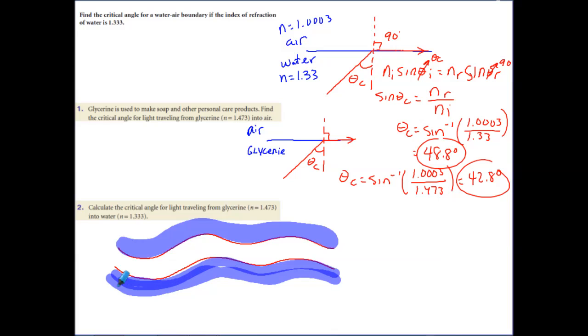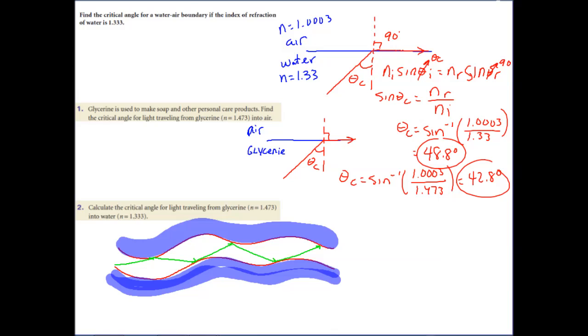Okay, so since I have glycerin on the inside and water on the outside, this is going to act like a perfect mirror as long as we can keep the angle of incidence above the critical angle. So it strikes here, strikes here, strikes here, and so forth. And we can use the total internal reflection to snake that light all the way through this. No matter what those curves are, as long as we don't have too sharp of a curve, we should be able to keep that light in that glycerin.